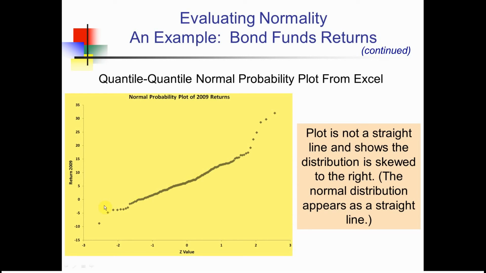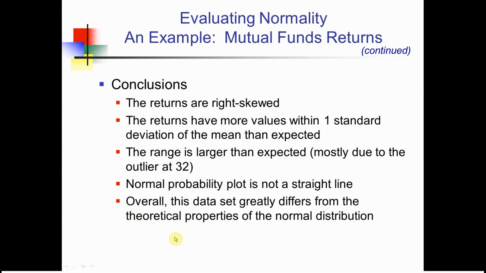What doesn't really appear is that the kurtosis is very high. So what we would conclude with mutual funds is that returns are skewed to the right, and that makes sense because returns probably tend to be more positive than they are negative. And the returns have more values within one standard deviation than expected because they're concentrated around the mean more than you'd think if it was normally distributed. We look at the various different characteristics, and they don't add up to assuming that mutual fund returns are normally distributed. We probably do not want to rely on that assumption.